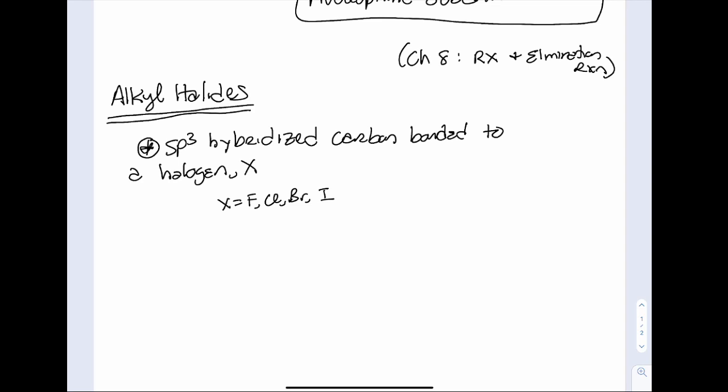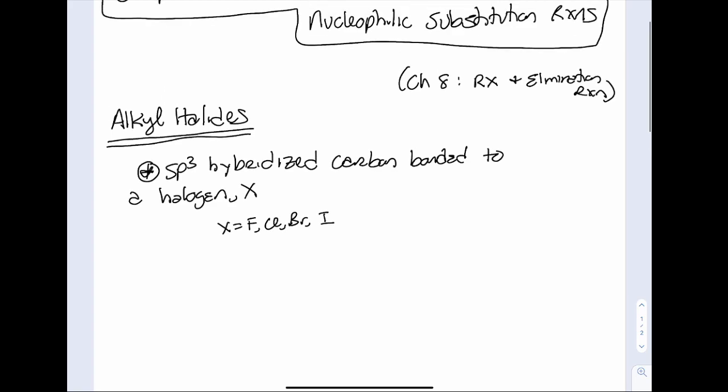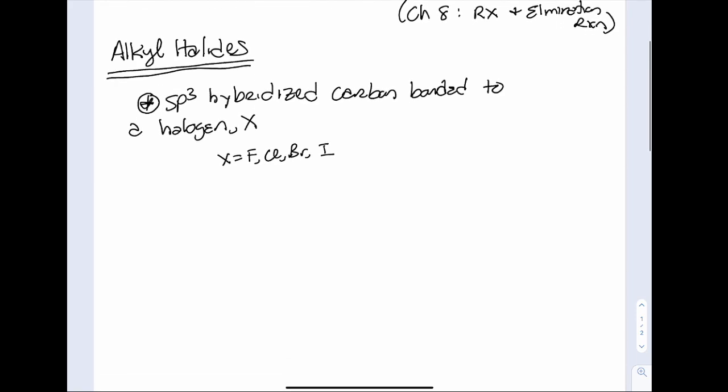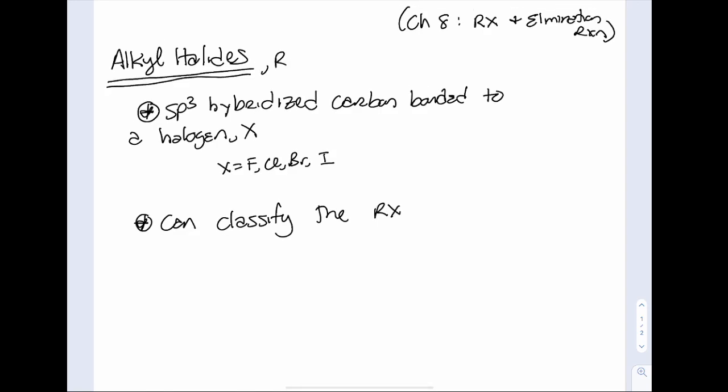You can have halogens bonded to sp2 carbons, but they're not going to undergo the types of reactions that we're going to see in chapter 7 and 8. So while it does have a carbon-halogen bond, they're not going to undergo the substitution and elimination reactions that we're going to look at in these next couple chapters. We can classify our alkyl halide as being primary, secondary, or tertiary. Again, RX is going to be my abbreviation for alkyl halides. We can write that up here.